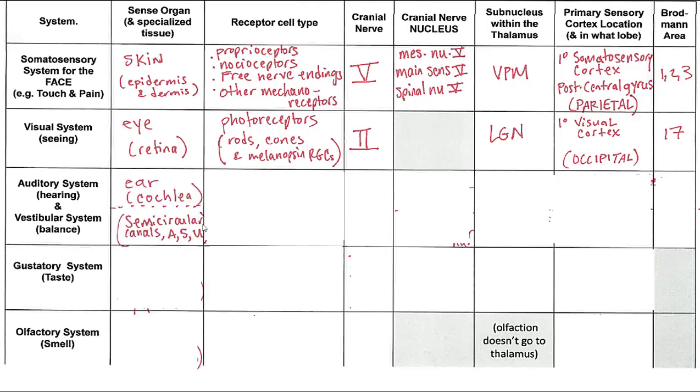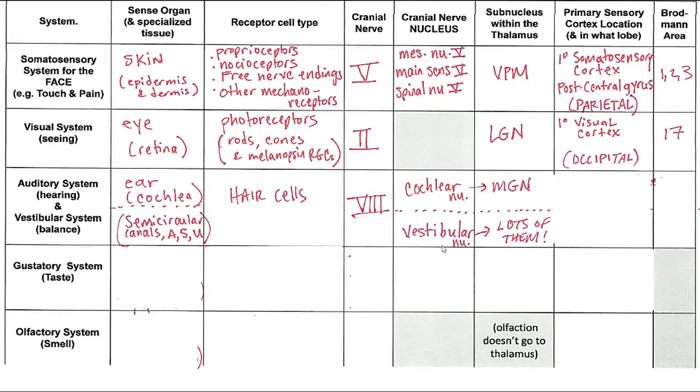For the auditory system, we have the cochlea in the ear and the semicircular canals, the ampulla, the saccule, the utricle. The receptor cell type is a hair cell. That's cranial nerve 8. And this is the cochlear nucleus for the auditory system and the vestibular nucleus for the vestibular system. The cochlear nucleus goes to the medial geniculate nucleus, and the vestibular nucleus actually goes to many different places, including the cerebellum. There's the auditory cortex, and then for the vestibular system, this should say cerebellum here.